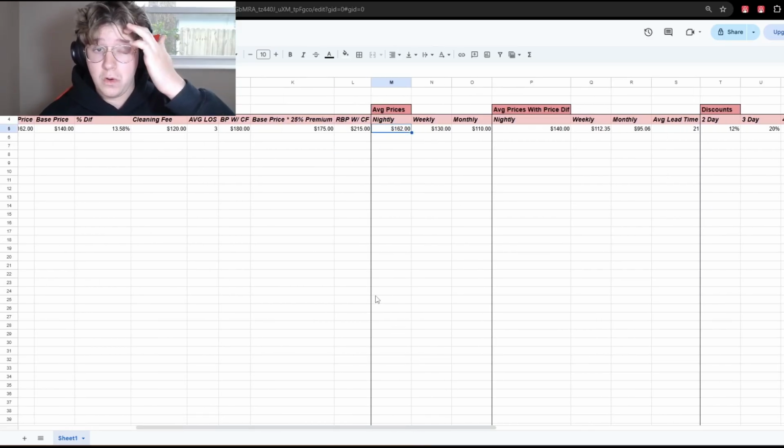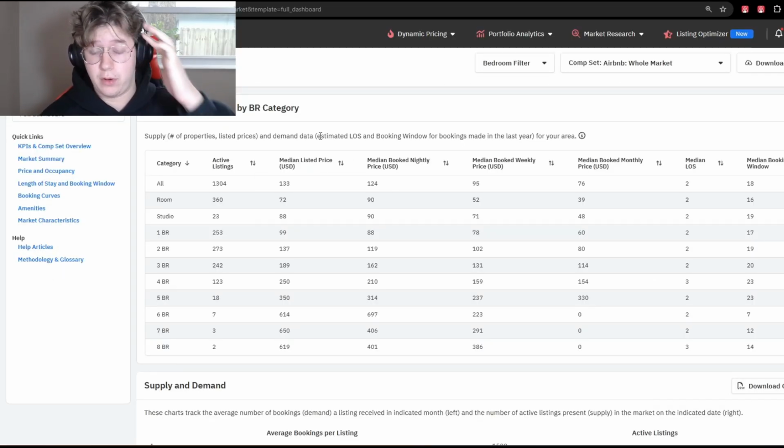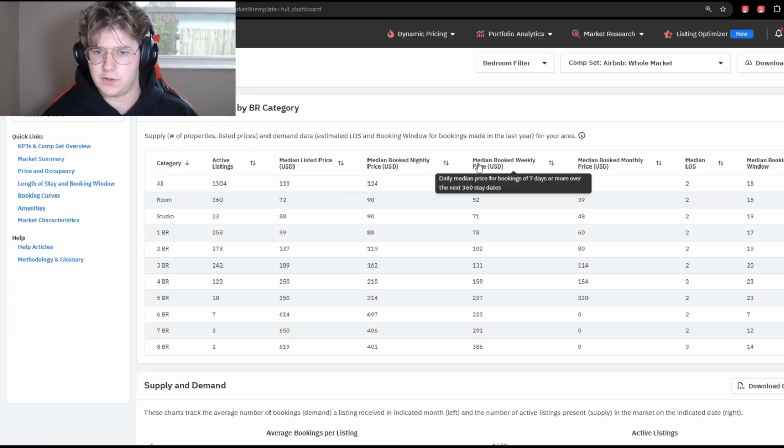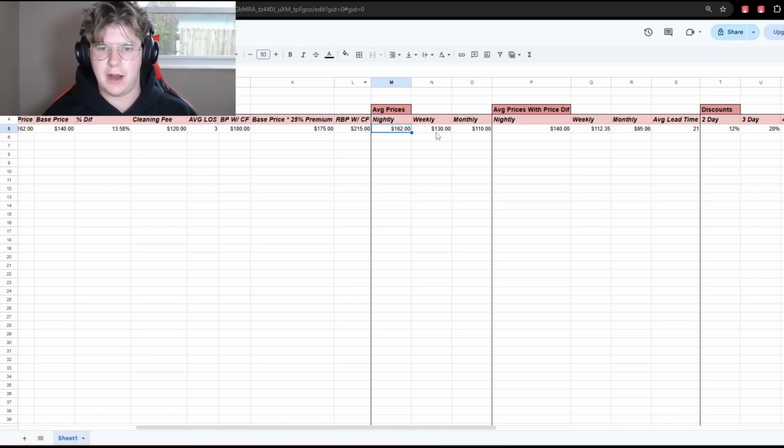So if we go back to this PriceLabs report, these are the same exact price: 162 median booked nightly price. I also like these data points, the median booked weekly price, so that's 131 and this is 114. In this little sheet, I implement that as well.